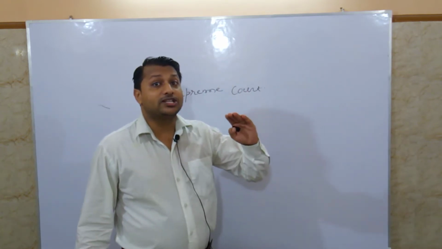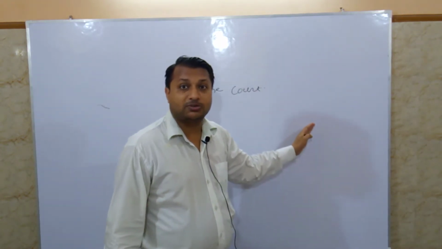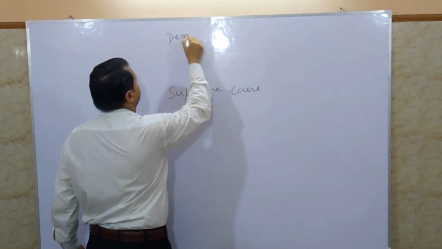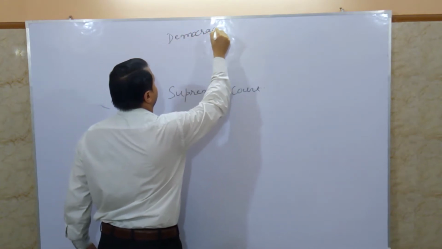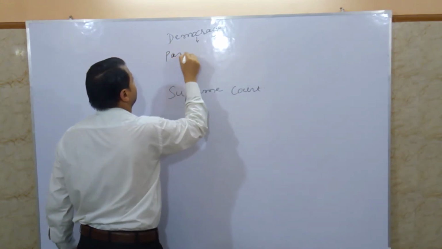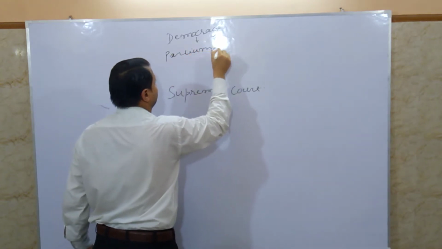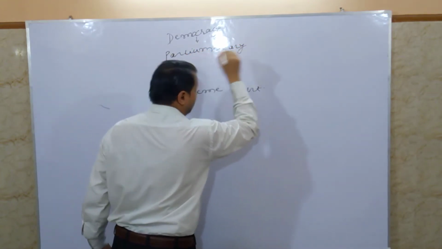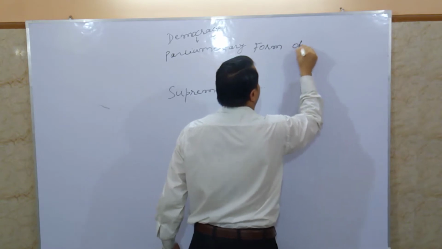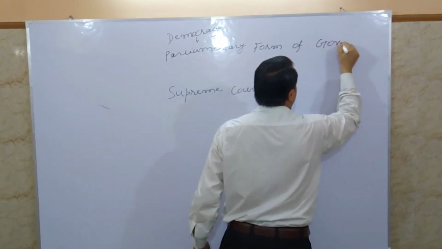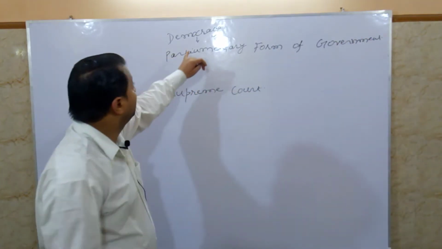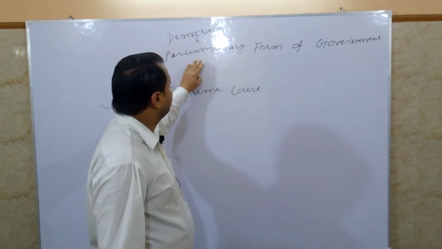In democracy we have adopted the parliamentary form of government. In India we have democracy and we have adopted the parliamentary form of government.